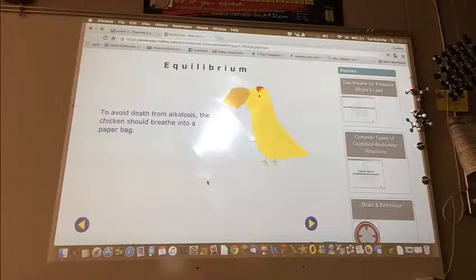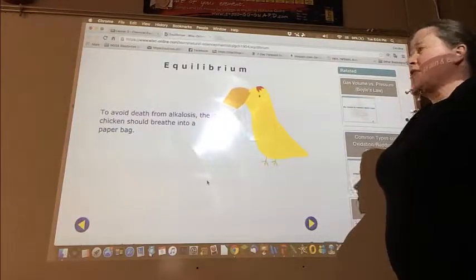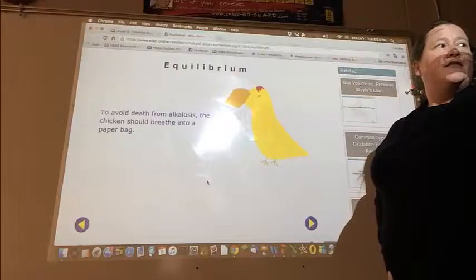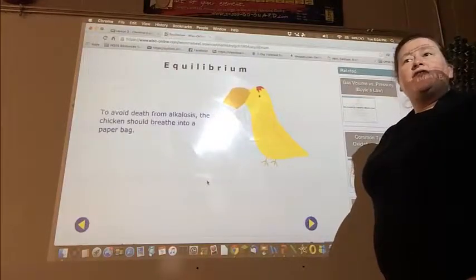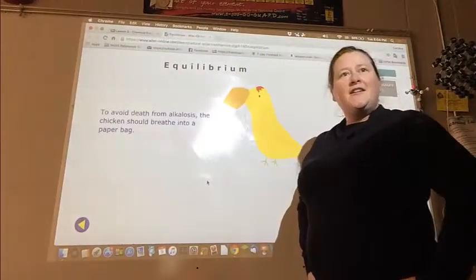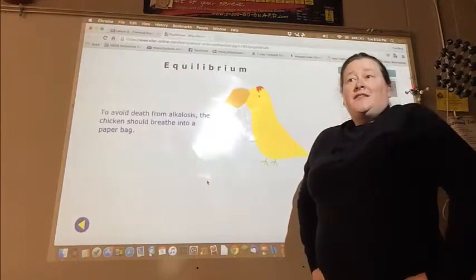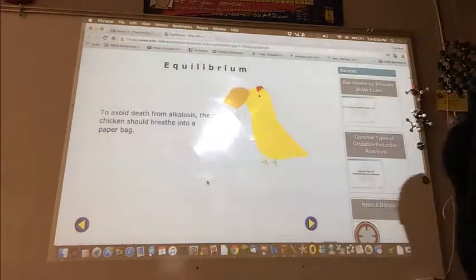So to avoid death from alkalosis, the chicken should breathe into a paper bag. Now that's not indicating that if any of you start to hyperventilate, you're going to die, but a chicken might. You know, a chicken's a little thing.